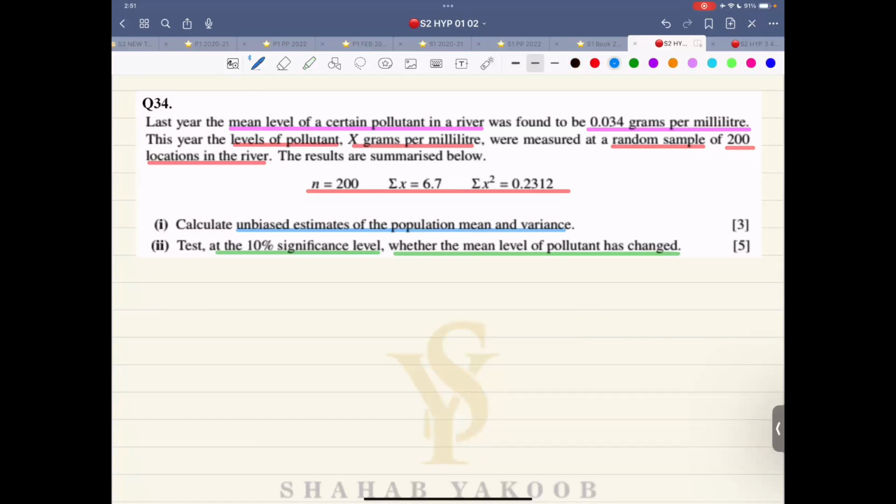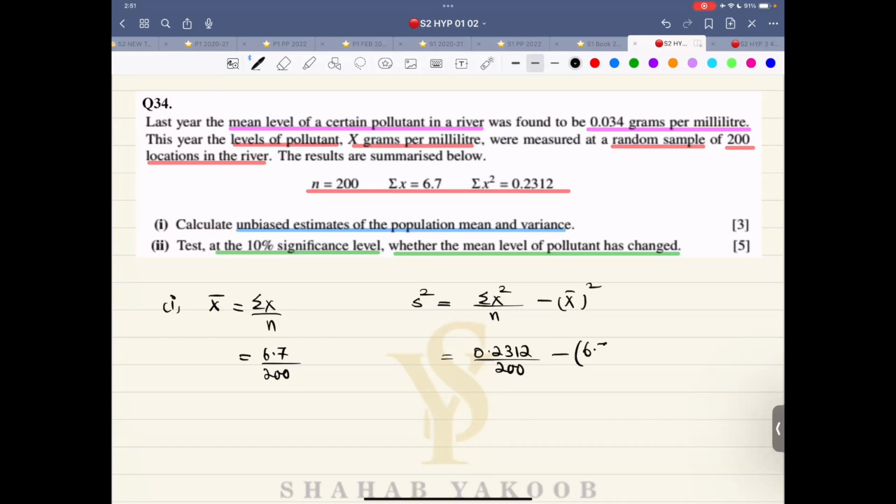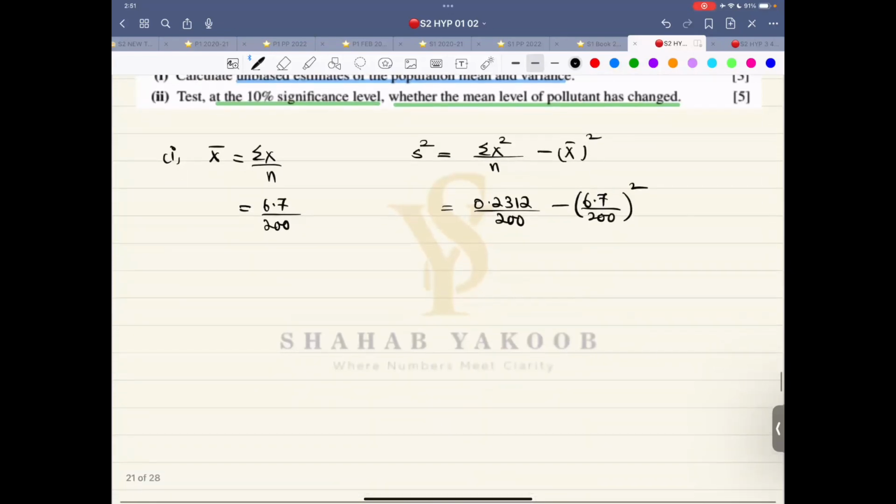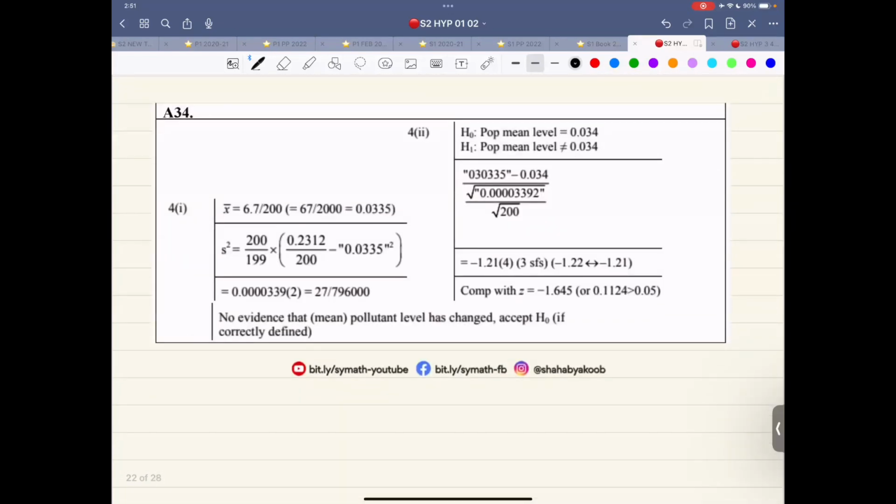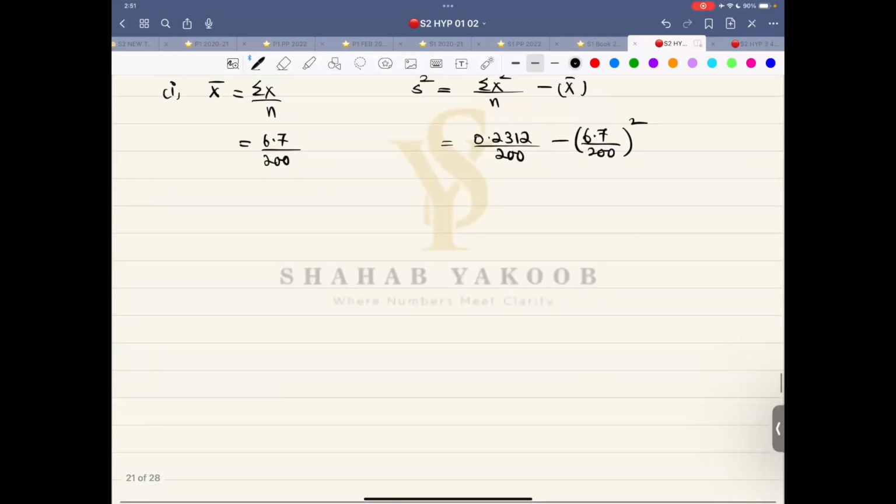First of all, I'll write X bar, that is sigma X over N, which is 6.7 divided by 200. Then I'll calculate the sample variance, which is sigma X square over N minus X bar square. That is 0.2312 divided by 200 minus X bar, which is 6.7 over 200, squared. Whatever this value comes out to be, let me go to the mark scheme. First of all, this is 0.0335. So let me write that over here.